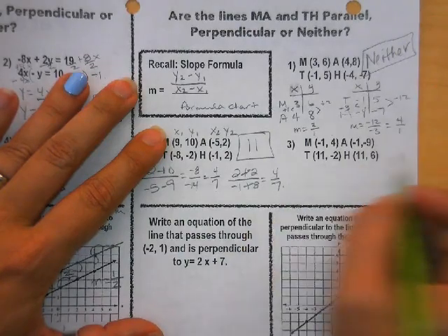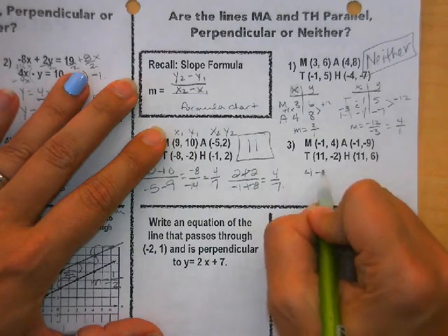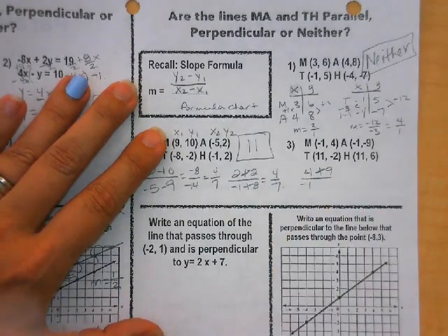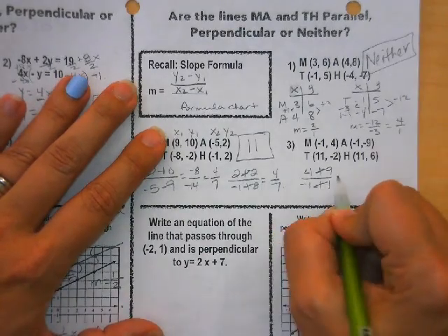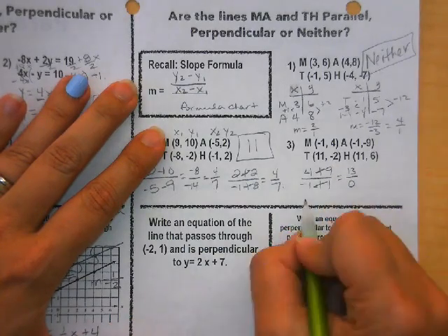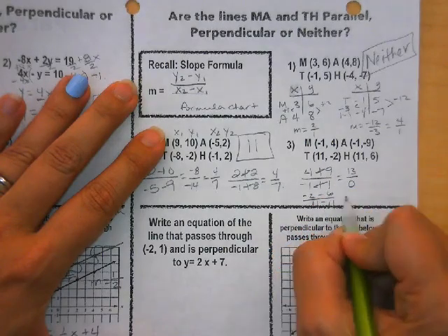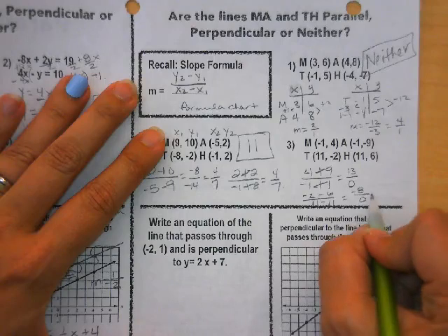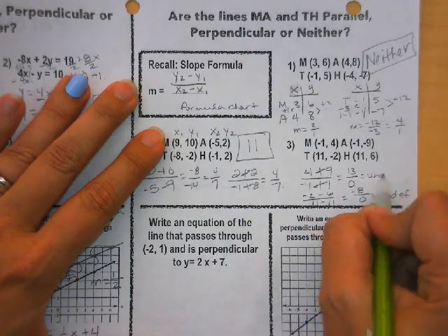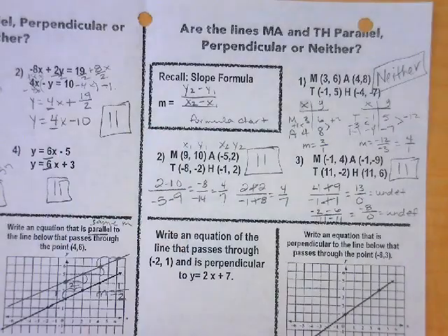And here you can use whichever formula you want. I'm going to go ahead, I'm going to stick with points. I'm going to do y1 minus y2 over x1 minus x2. So I have 13 over 0. Uh-oh. Let's see what happens here. -2 minus 6 over 11 minus 11. So -8 over 0. These are both going to be undefined. So this is also going to be parallel.